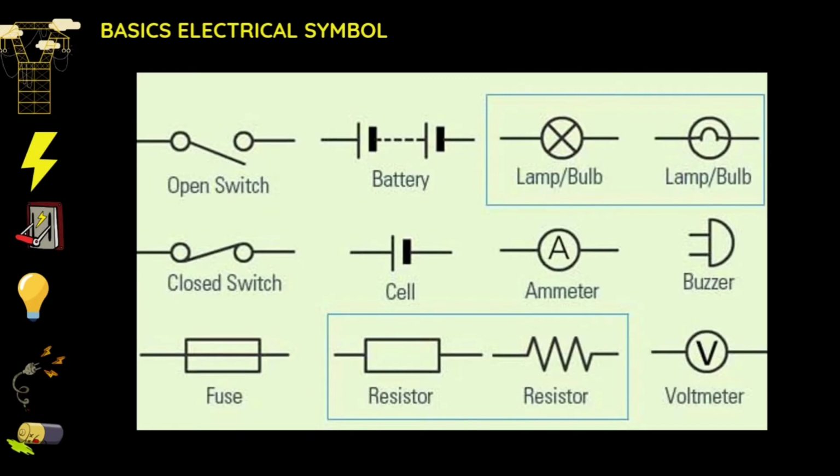So we have here the basic electrical symbols. Here's the symbol for an open switch and for a closed switch. For a battery, for a cell, for a lamp or a bulb. Some use a full circle, not a half. And you have the buzzer, the ammeter, the voltmeter, the resistor, and the fuse.